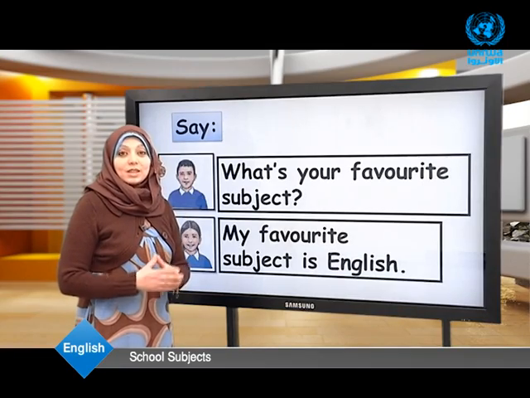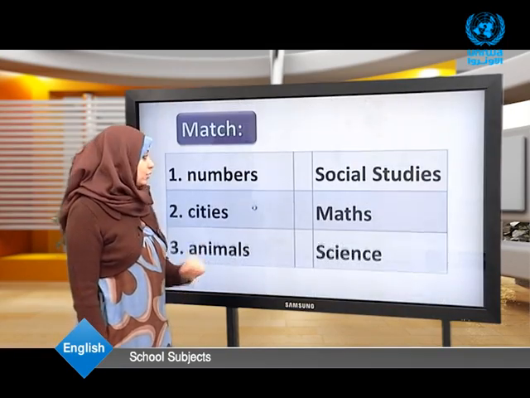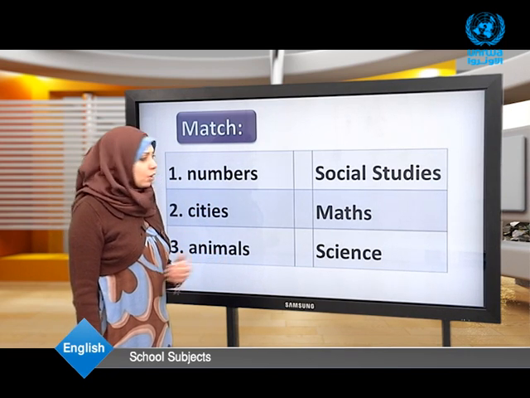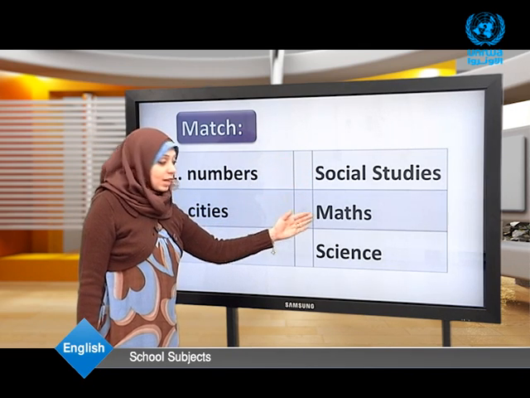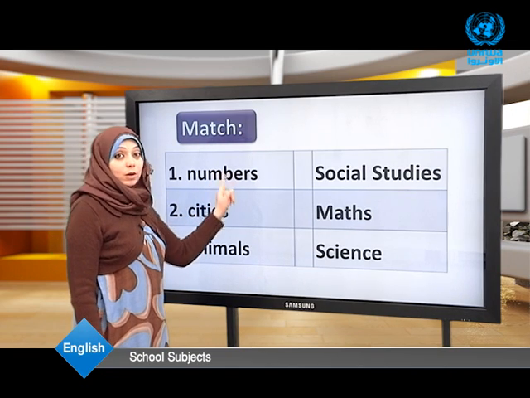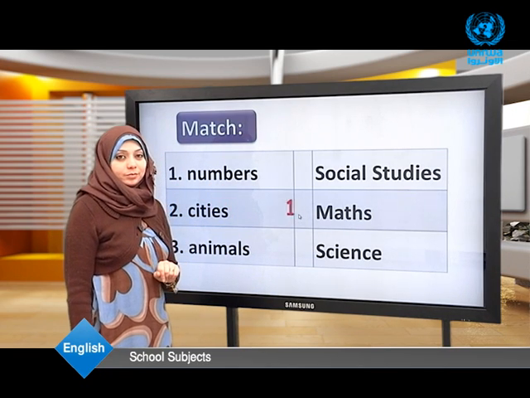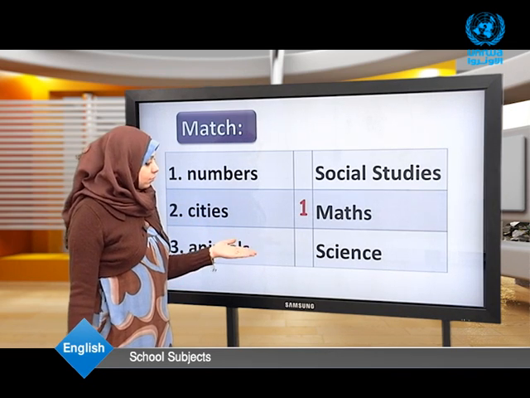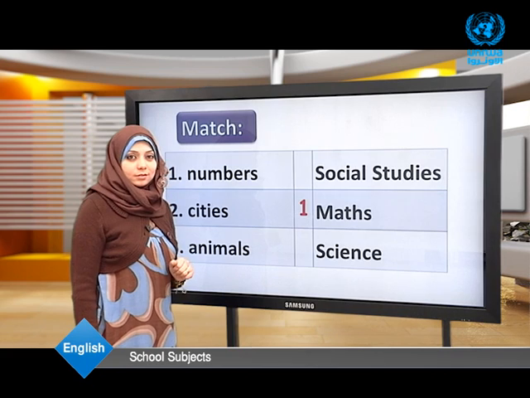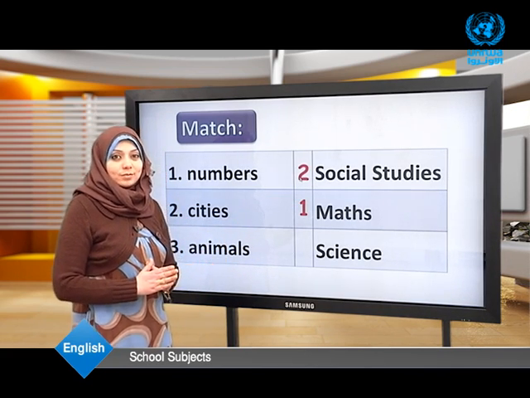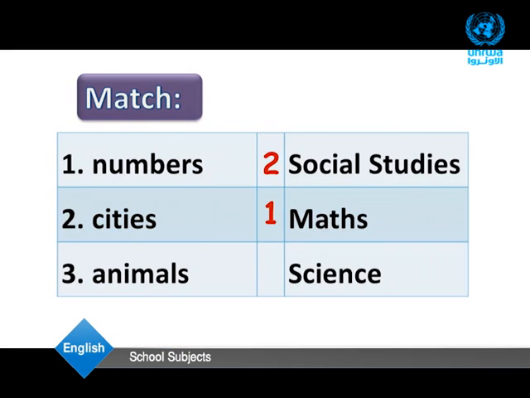Thank you very much. Now we have a new activity which is match. Look here, we have numbers, cities, and we have animals. Look here, we have social studies, maths, and we have science. For example, we learn about numbers in maths. We learn about cities in social studies. Very good. In social studies, we learn about cities and villages. Number 3, we learn about animals in science.